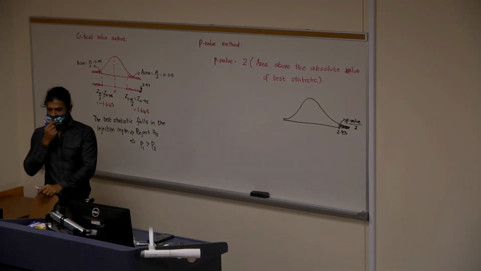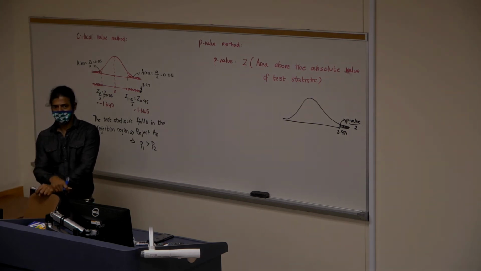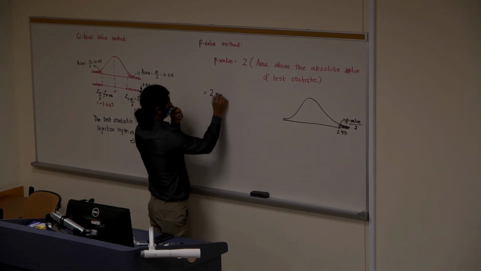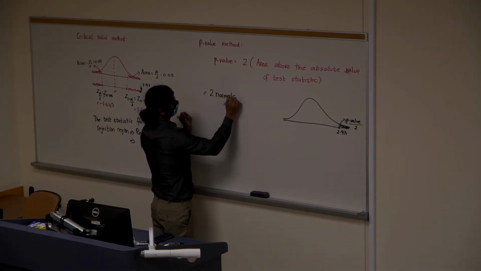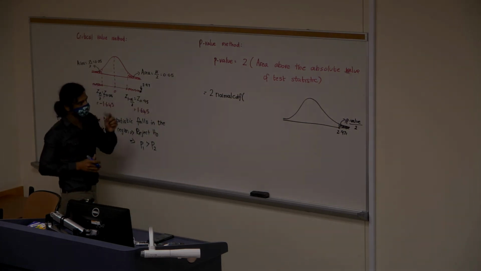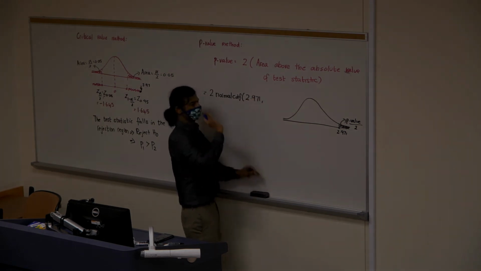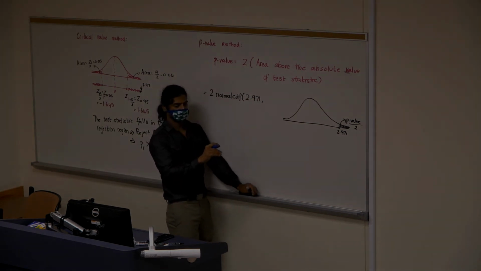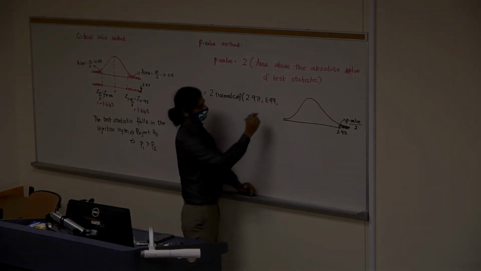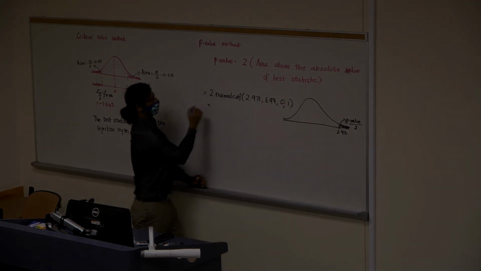How do we find that number? What function do we use in our calculator? Normal CDF. So 2 times normal CDF. Where should we start? We start at 2.971. What is the upper boundary? E99. What is the mean? Standard deviation. And what do we get?